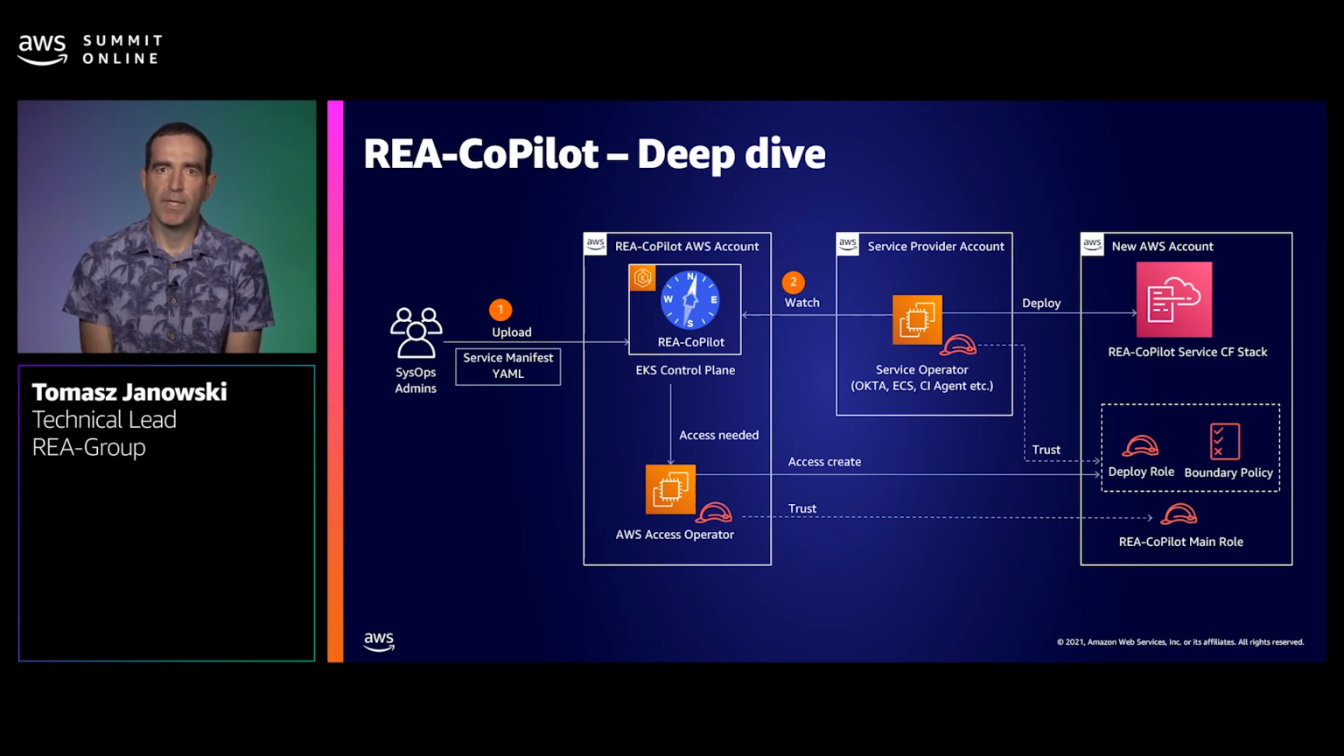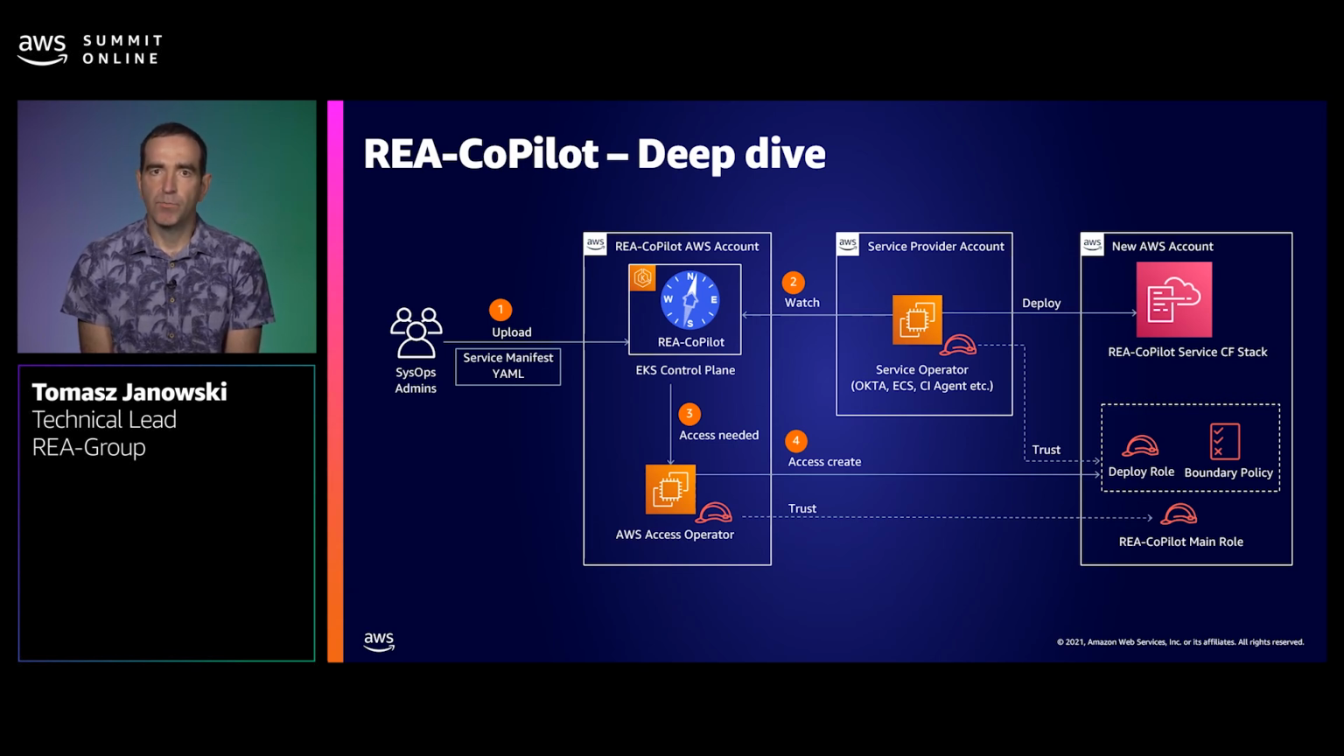It checks if the deployment IAM role is available in the target account, but at this stage, the role doesn't yet exist. So the operator sends a request to the control plane to create that role. In step 3, there's the AWS Access Operator, which is an internal component of the CoPilot platform. It picks up the IAM role request, and in step 4, deploys it to the target account. The AWS Access Operator has a trust relationship with all AWS accounts onboarded to CoPilot. It assumes the CoPilot main role, which provides access to creating deployment roles for all CoPilot services.